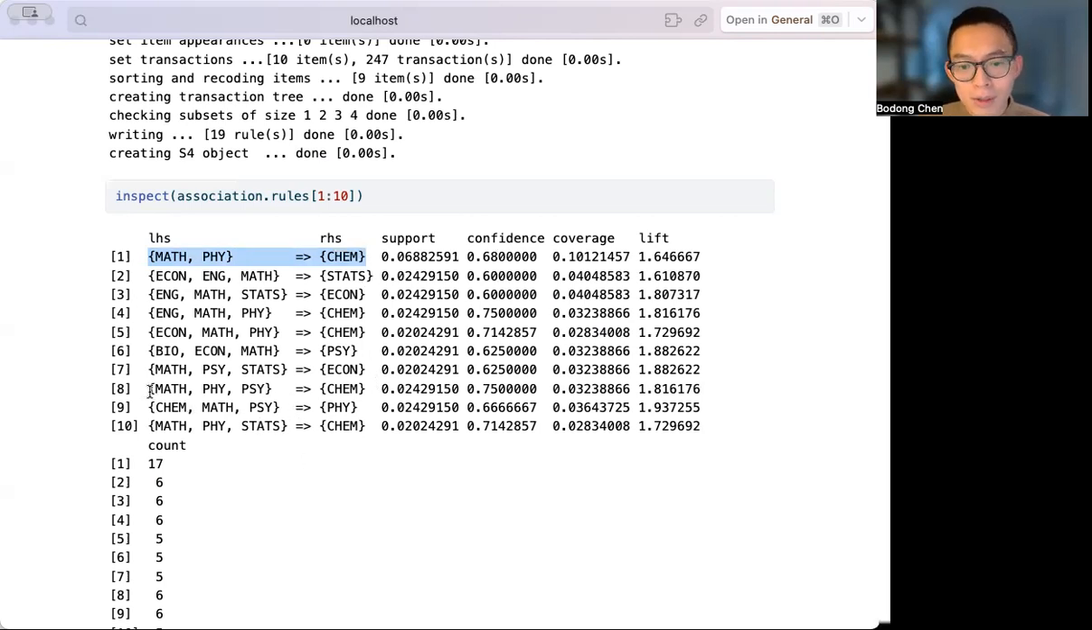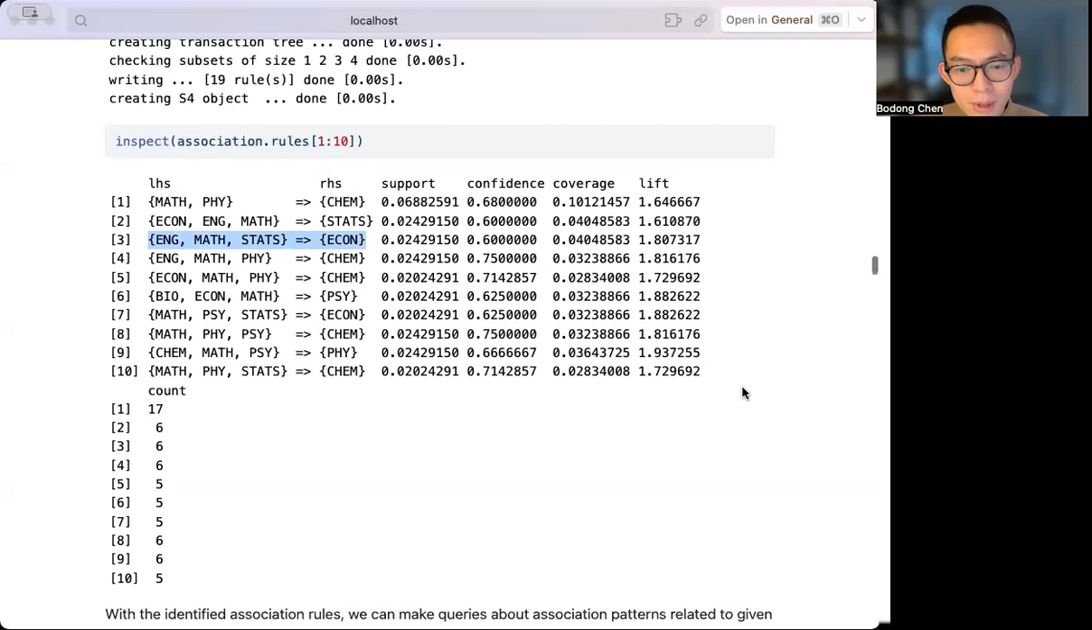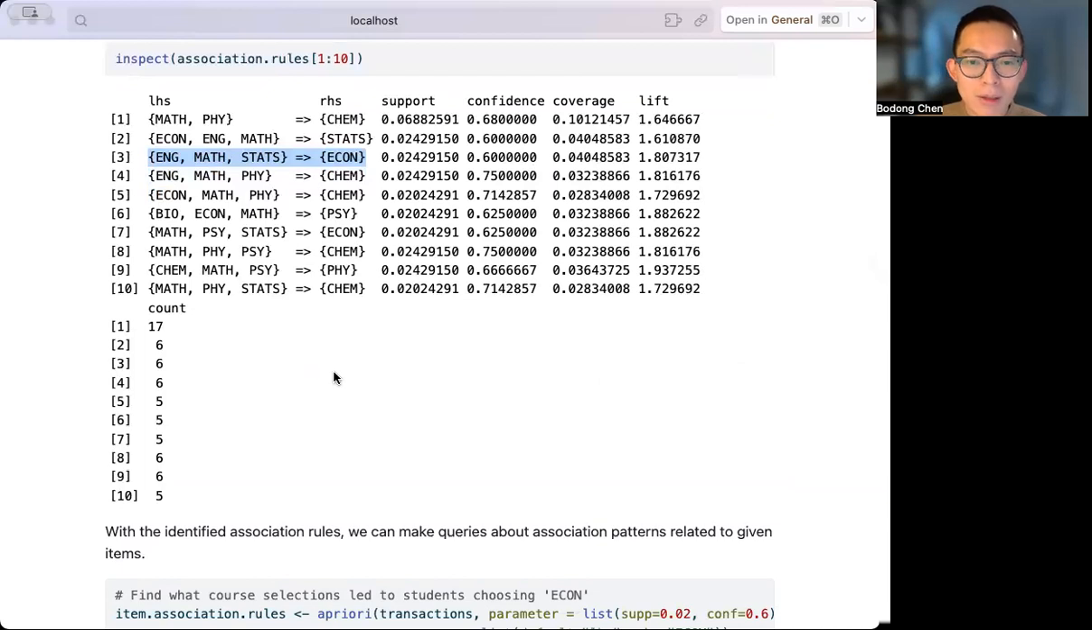We can look at some other examples, for example English, math, stats, and econ. If those 3 courses are selected by a student, it's pretty likely that econ, or economics, will be selected as well, given this has a pretty high support. We have pretty robust confidence, and the lift is bigger than 1, right? So we can start to look at those rules by just examining those identified frequent item sets.